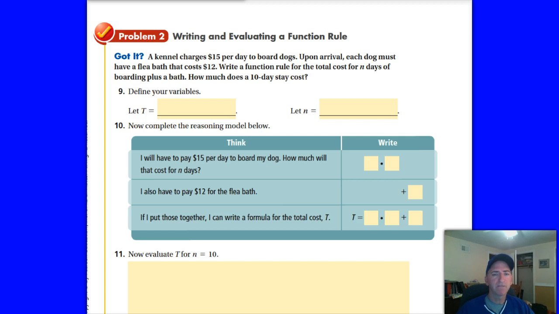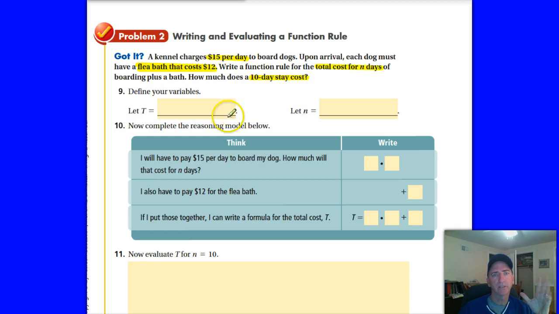Writing and evaluating a function rule. Next question. Okay, another got it question for you. So there is a kennel, and it charges $15 a day to board dogs. Upon arrival, each dog must have a flea bath that costs $12. It's a one-time charge. You show up, you take a bath, it costs you $12, then you pay $15 per day. Write a function rule for the total cost for n days of the boarding plus a bath. And then it says how much would a 10-day stay cost.